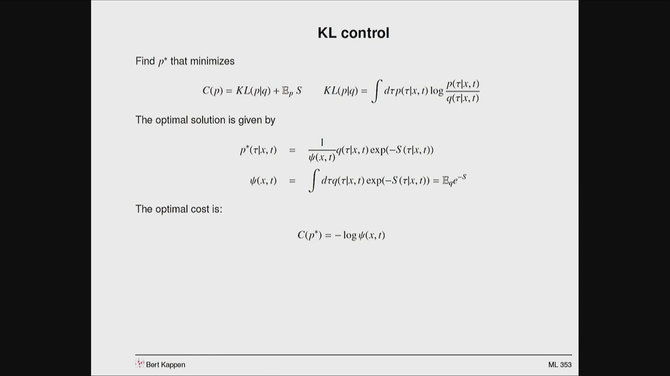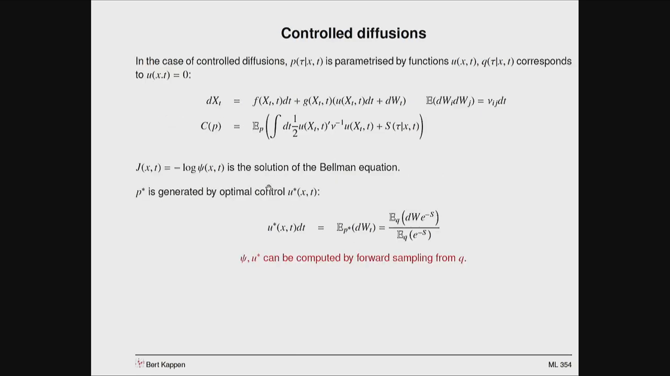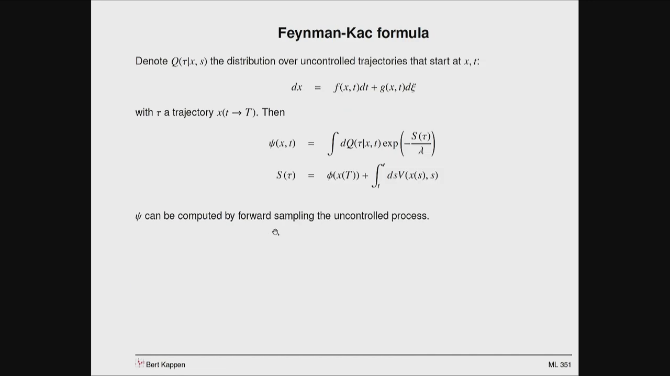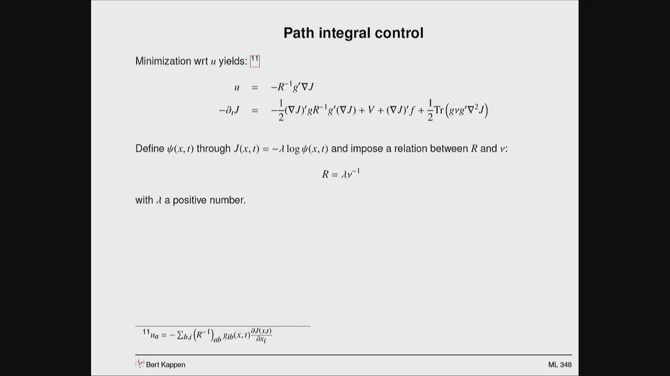And that's good news, because sampling typically scales better in high dimensions than some sort of finite element scheme. So with this we can get the optimal cost to go. You can also compute the optimal control. I will not derive it, but I can give a little bit of a hint. u was given as the gradient of J, and J was a log of psi. Now think of psi as a partition sum.